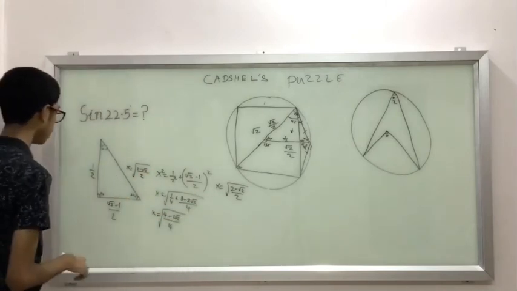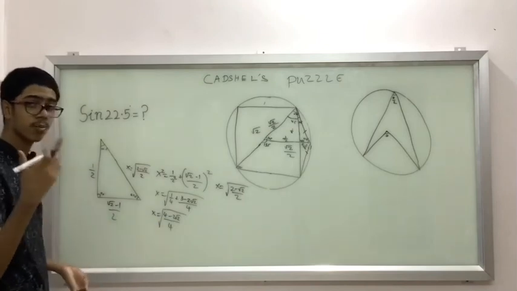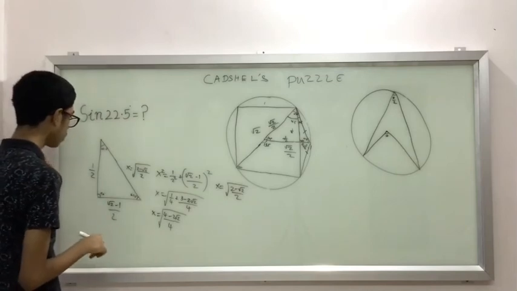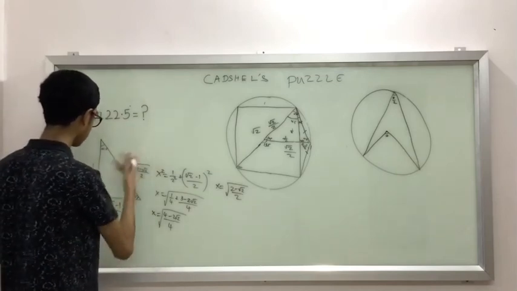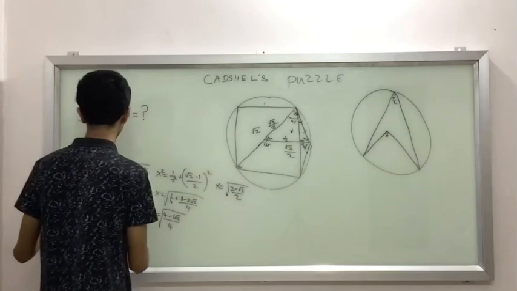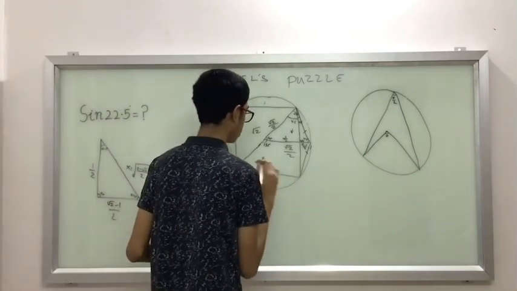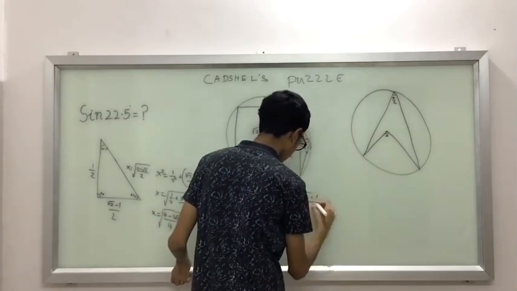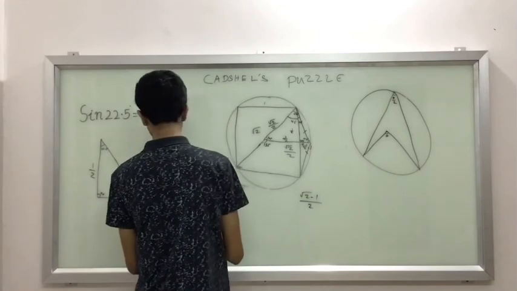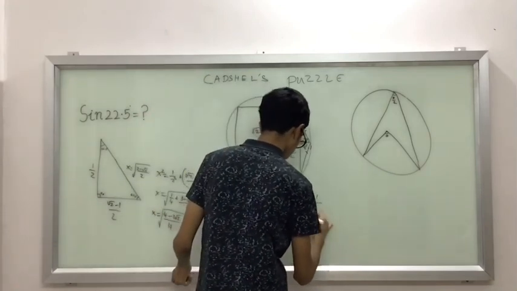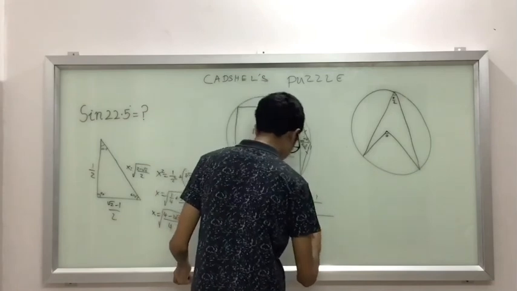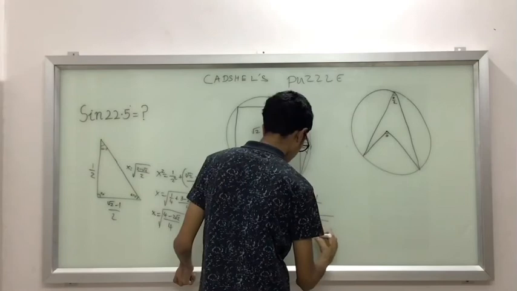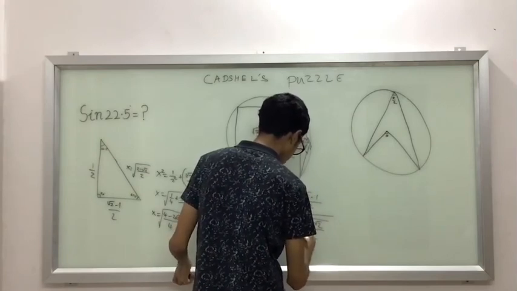Now see, I am going to find sin 22.5. Sin 22.5 means what? Opposite by hypotenuse. So that much we can find. I'll do it here. So root 2 minus 1 by 2, whole divided by square root of 2 minus root 2 by 2. We have a large common square root.